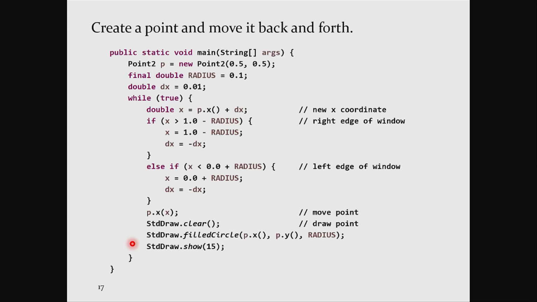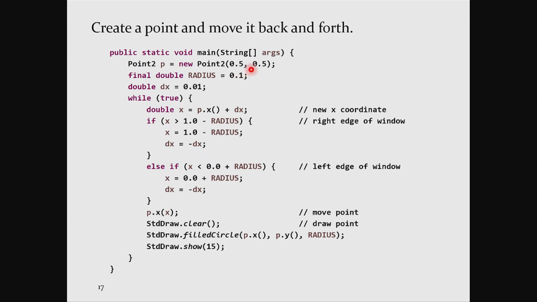Here's a more sophisticated example using Point2. Now, I say more sophisticated, but it's really not very complicated. Starting on line 1, I make a point. Its coordinates are 0.5 and 0.5. Now what I'm going to do is draw this point on the screen. So I'm going to draw a circle whose radius is 0.1, centered on the coordinates of the point.